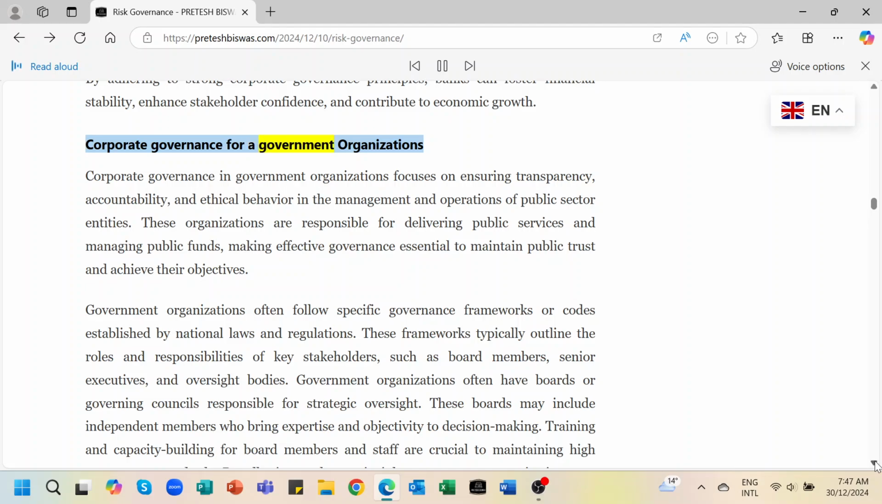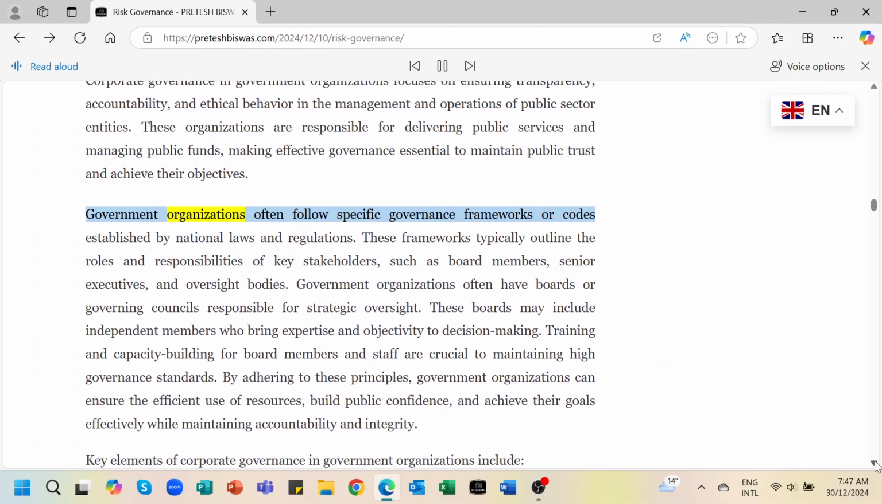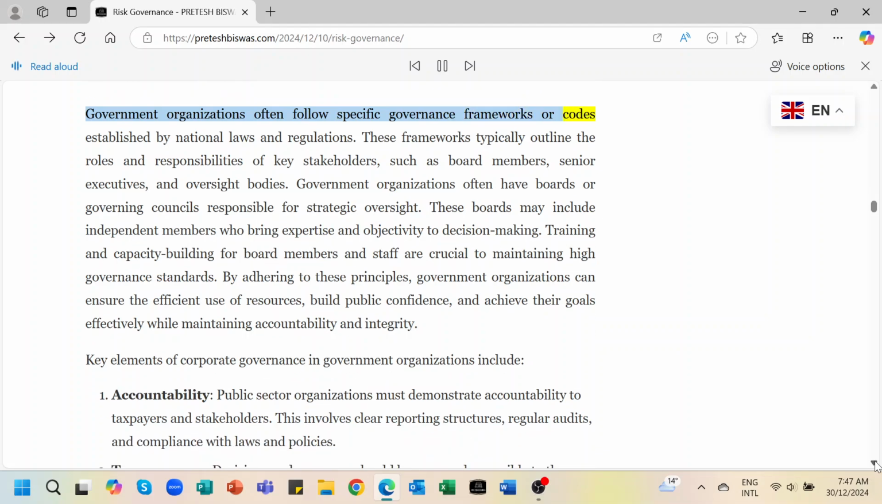Corporate governance for government organizations. Corporate governance in government organizations focuses on ensuring transparency, accountability, and ethical behavior in the management and operations of public sector entities. These organizations are responsible for delivering public services and managing public funds, making effective governance essential to maintain public trust and achieve their objectives. Government organizations often follow specific governance frameworks or codes established by national laws and regulations. These frameworks typically outline the roles and responsibilities of key stakeholders, such as board members, senior executives, and oversight bodies.